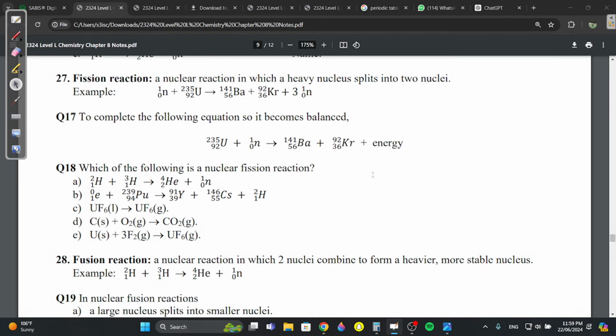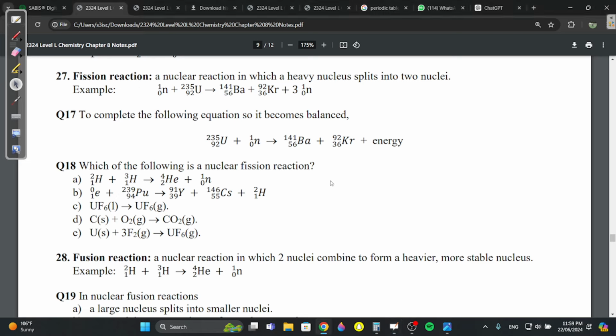Which of the following is a nuclear fission reaction? Fission is the splitting of a heavy nucleus into two nuclei upon bombardment with a neutron. So it needs to be bombarded with a neutron. This is forming one heavy nucleus. So this is forming one. So that's fusion, so that's wrong. First one's wrong. Here it's going to be splitting into two lighter ones. Is it?